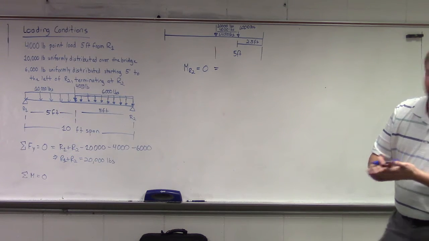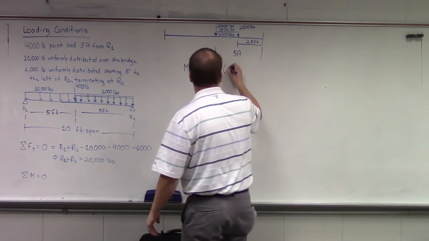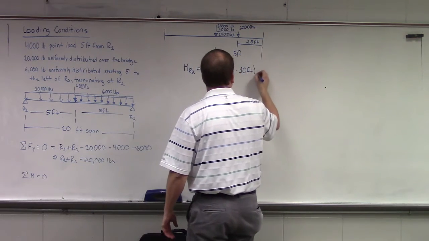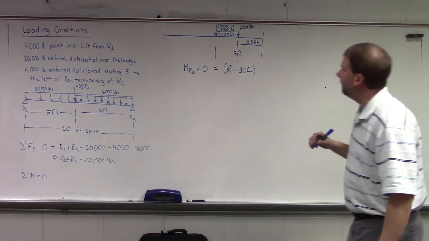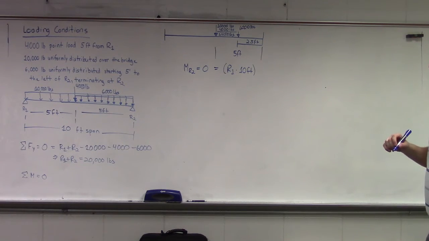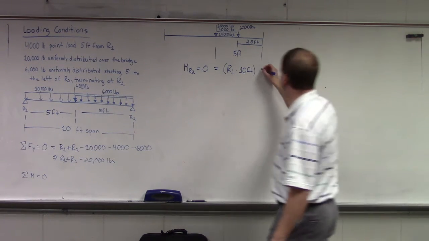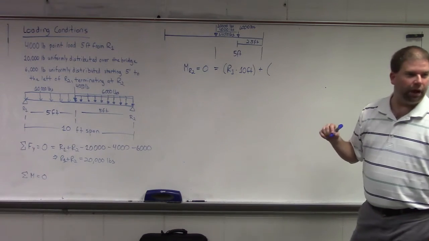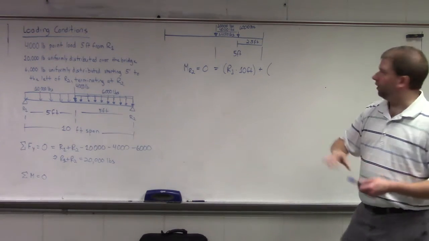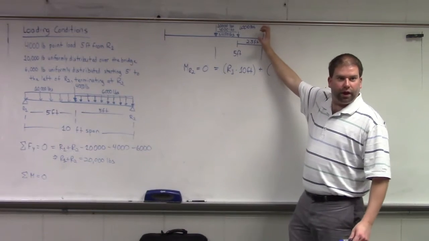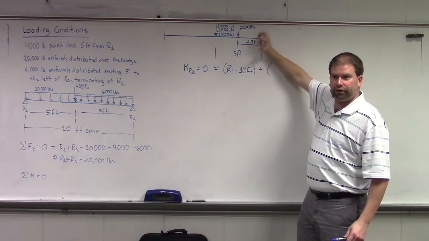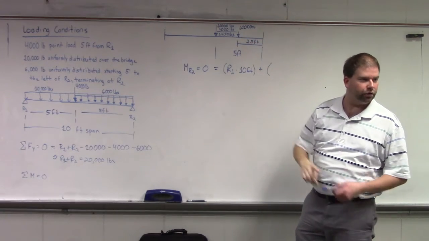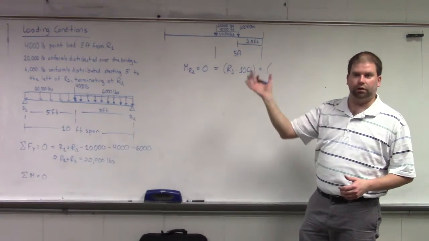R1 times 10. R1 is being multiplied by 10 feet. Okay? What's next? Minus 14,000 times 5. What's the magnitude on our 14,000? Is it positive or negative? Negative. Negative, right? As we're grabbing onto our bridge and rotating with that force, with our thumb coming out of the board, we're rotating counterclockwise. Okay? So it's going to create a negative moment.